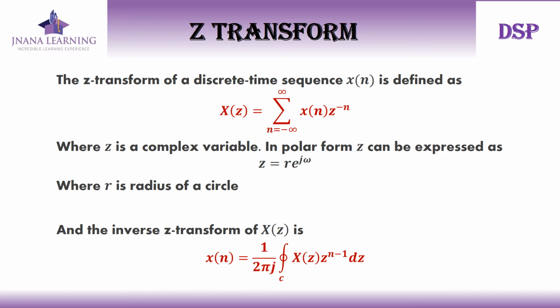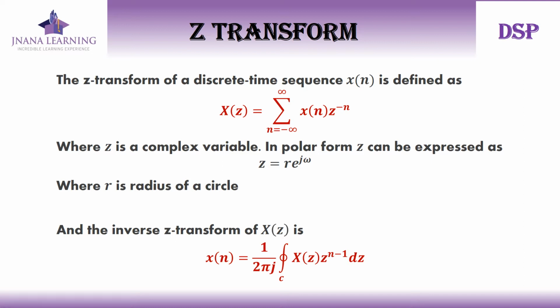So here is the expression for Z transform of a discrete time sequence x of n, and it is X of z is equal to summation n is equal to minus infinity to infinity x of n z raised to minus n. Here z is a complex variable and in polar form it is expressed as z is equal to r e raised to j omega. R is the radius of a circle.